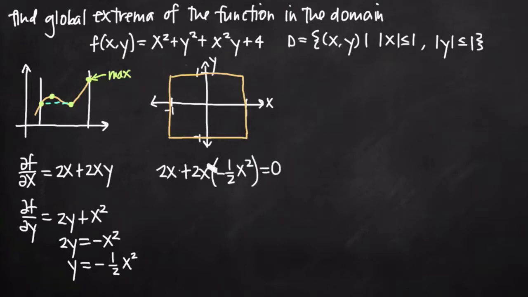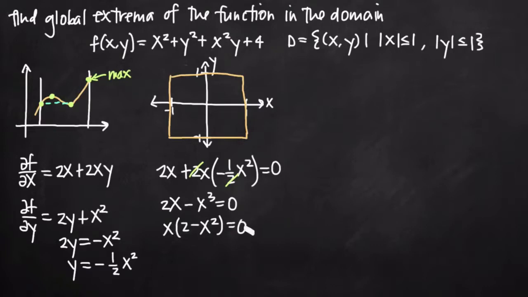Now I have an equation that's just in terms of x, and I can solve this for x. So when I simplify, I'll get 2x here for my first term. My 2's will cancel here. I have x times an x^2, which is going to give me an x^3. I need to bring this minus sign in front, so I'll get 2x - x^3 = 0. To solve this for x, I'll just factor an x out into the front, and I'll get x(2 - x^2) = 0.